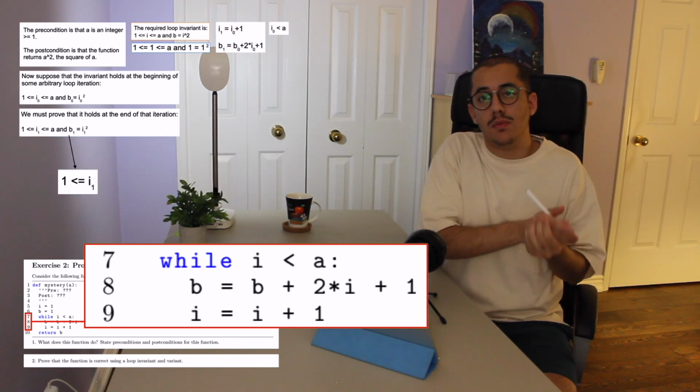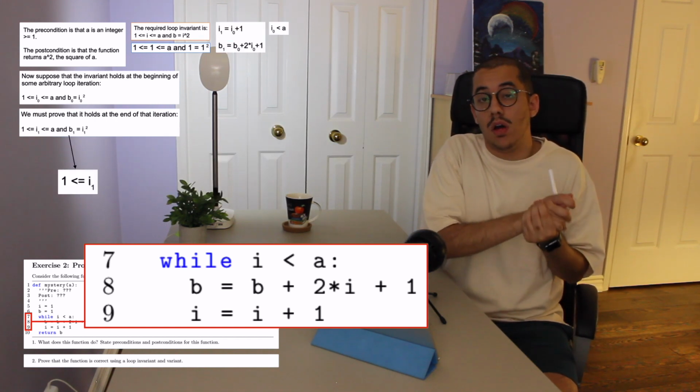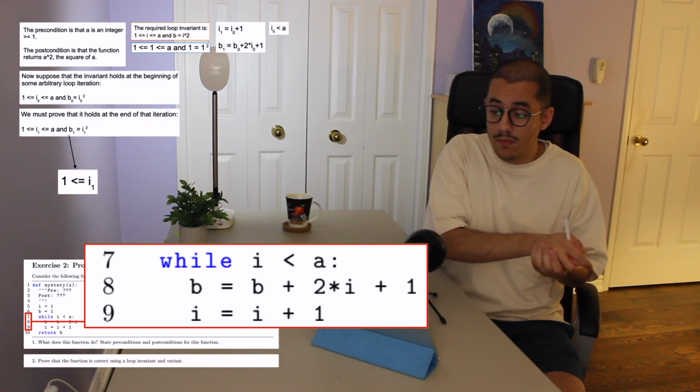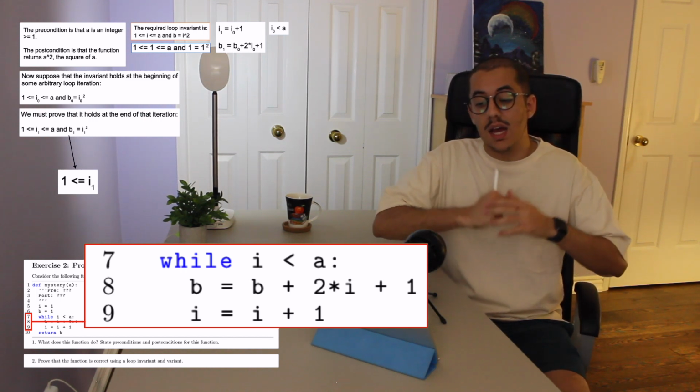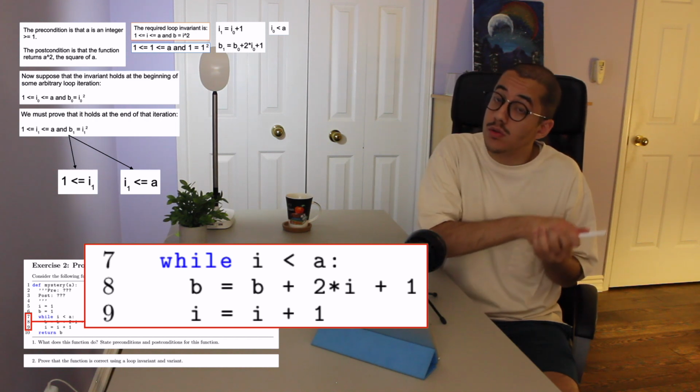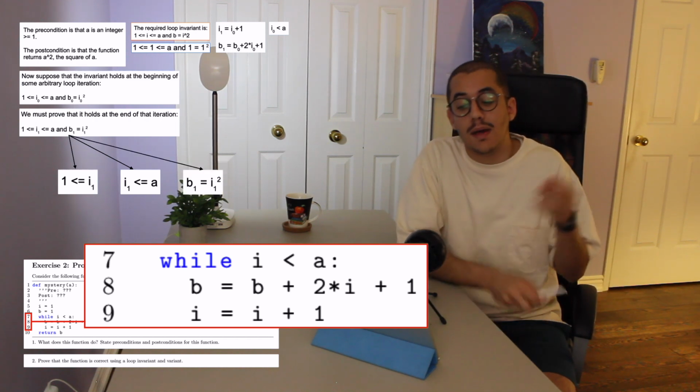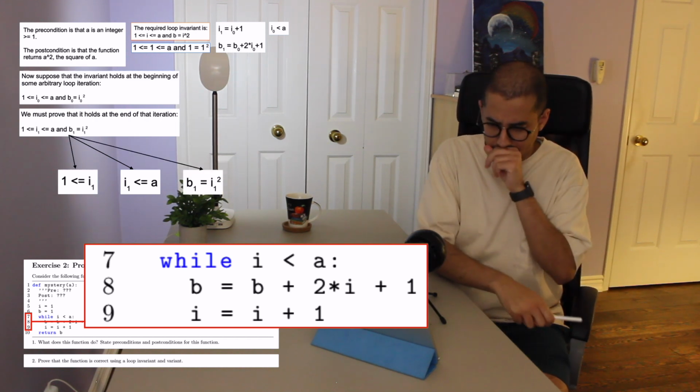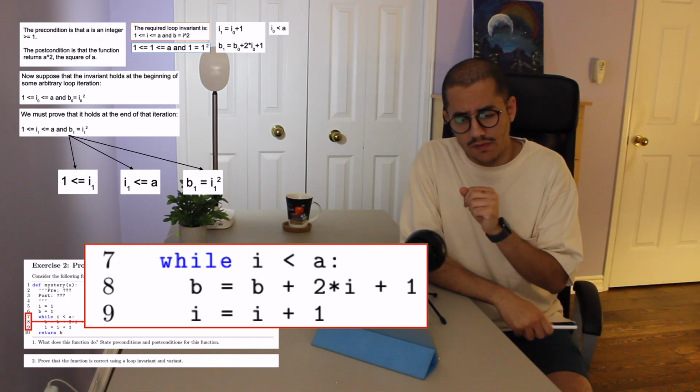One being that we have to prove that I is bigger than or equal to 1, right? The second one being that I is smaller than or equal to A, and the third one being that B equals I squared. Now, let's start with the first one.